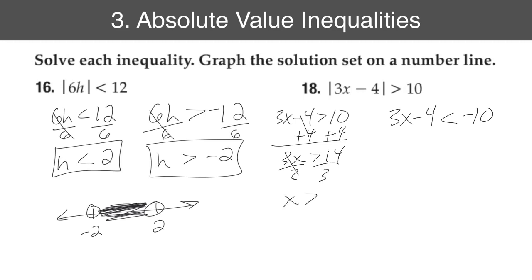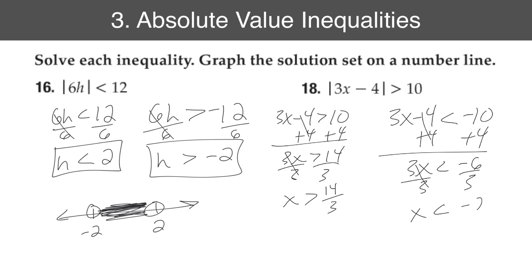I get x is greater than, and then 14 divided by 3. It comes out as a repeating decimal, so that comes out to be 4.6 repeating. So we turn it back into a fraction, which is 14 over 3. Okay, then on the other side, we're going to add 4. But this time, it's going to be negative 10 plus 4, which is going to give us a negative 6. Then once we divide by 3, we're going to get x is less than negative 2.